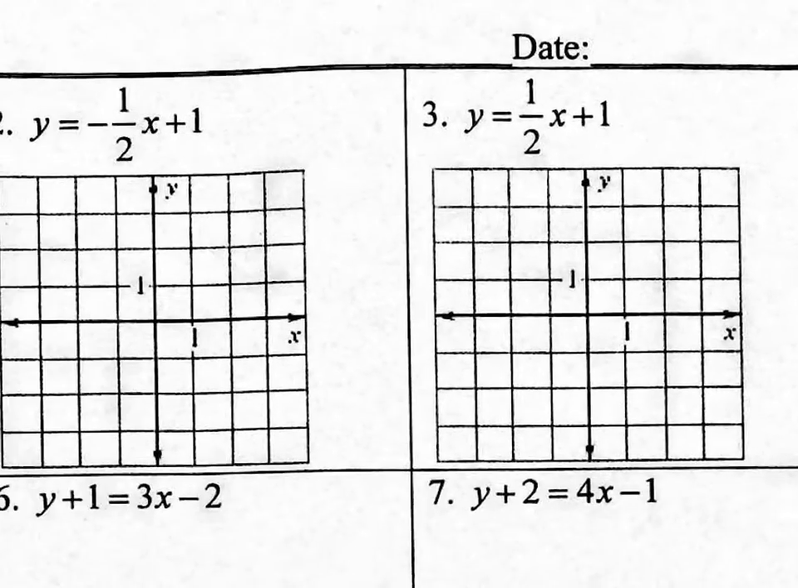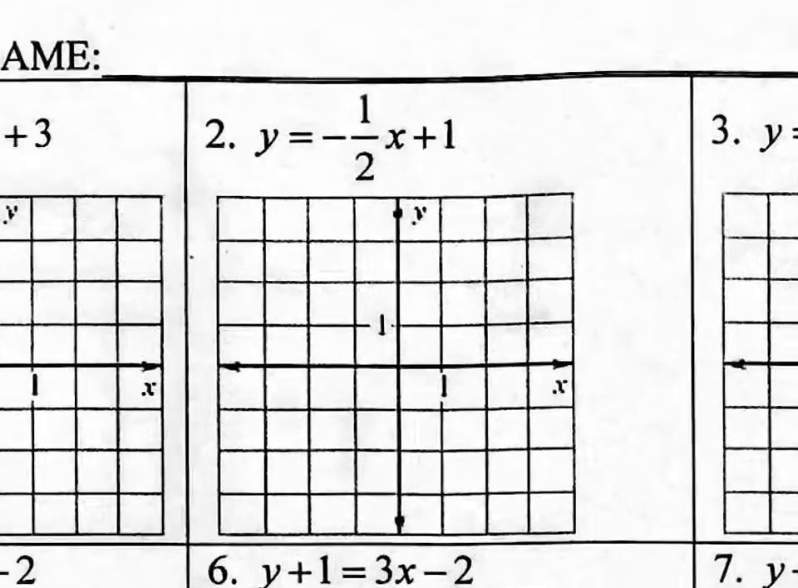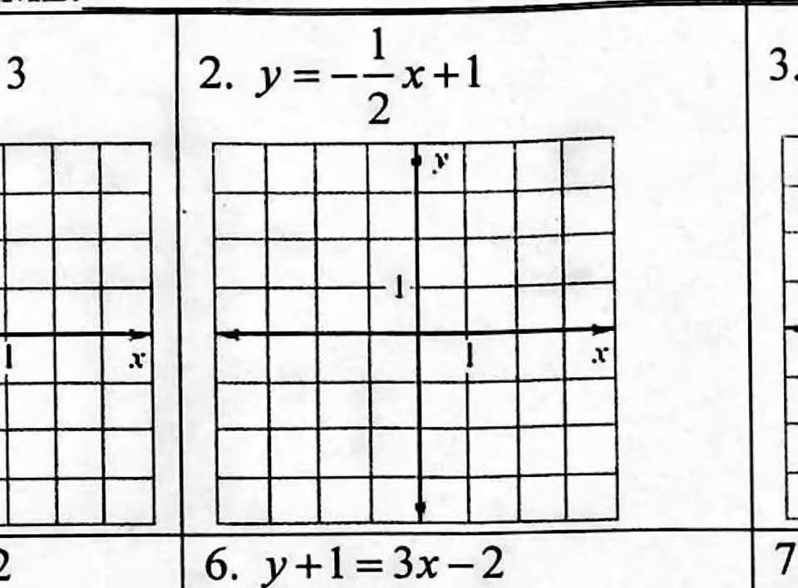So let's check out number 2, for example. The m value happens to be -1/2. The b value happens to be 1. If you're kind of confused, go ahead and write it down. m is -1/2, and b is 1. Okay, so you start with b. Where's your b value at? It's at 1. That's your y-intercept.